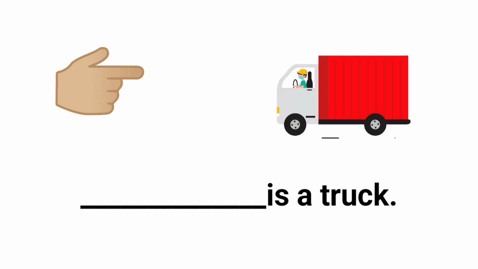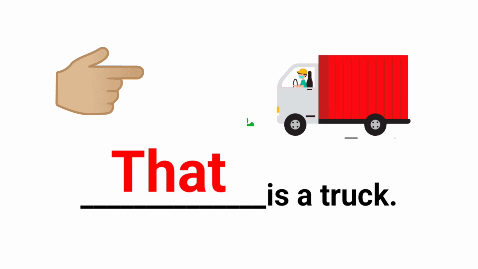Dash is a truck. Tell the answer, children. Yes, that is a truck. Why that? Yes, the finger is far from the truck, as well as the truck is singular object. So here we use that. So the sentence is, that is a truck.